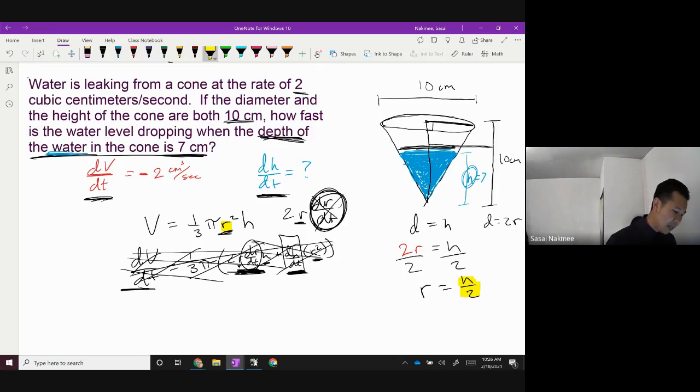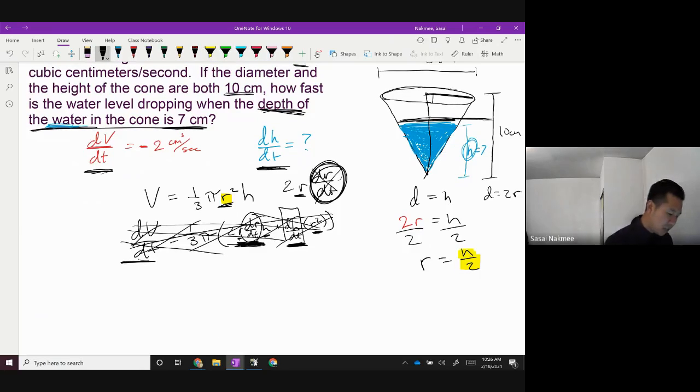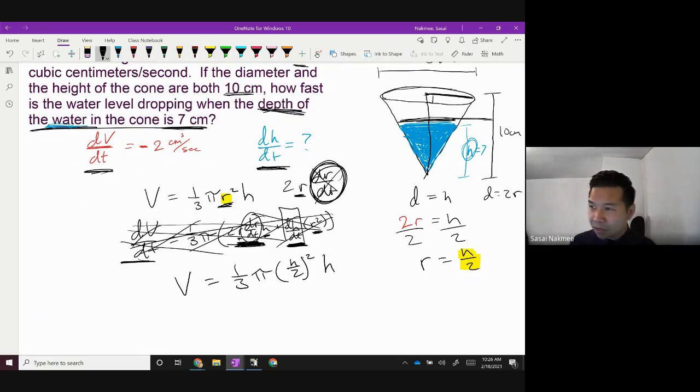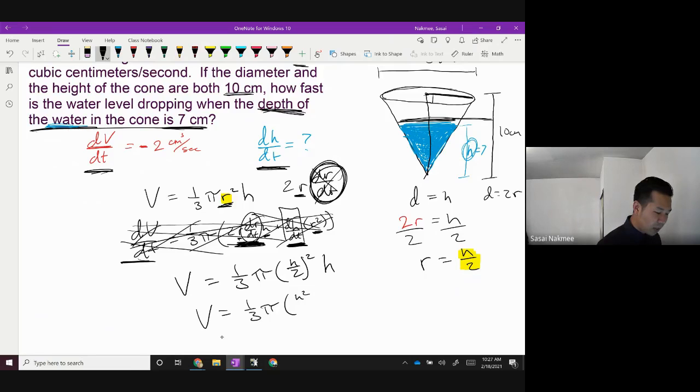So when I replace r with h over 2, I get this new equation for the volume. This volume is going to be 1/3 pi, but instead of r, it's going to be h over 2 squared times h. So now I have this new equation that has no r involvement. r is going to be in terms of h. So I can actually calculate this volume using only the height of the water in this cone. So the volume in here is going to be equal to 1/3 pi times h squared over 4 times h.